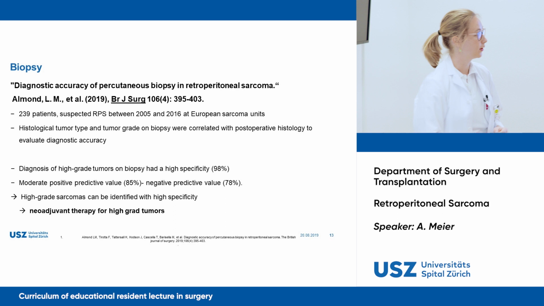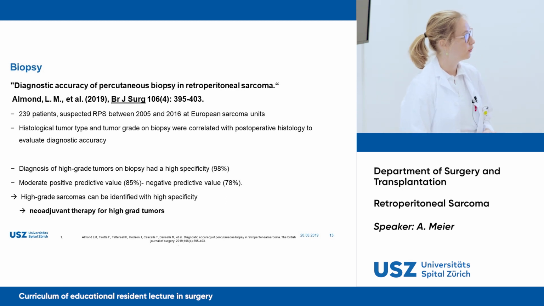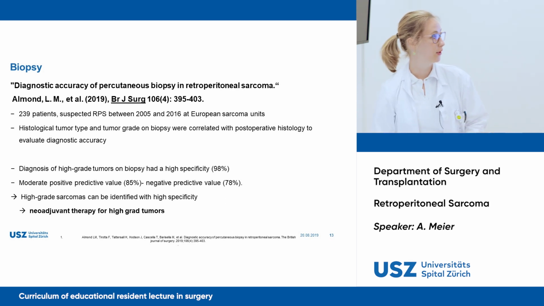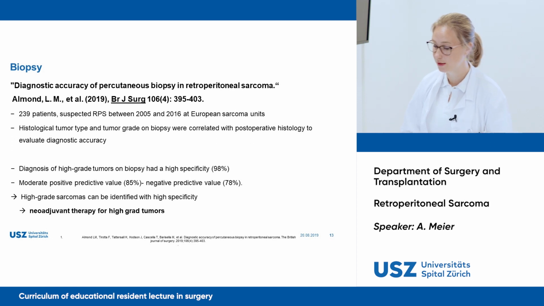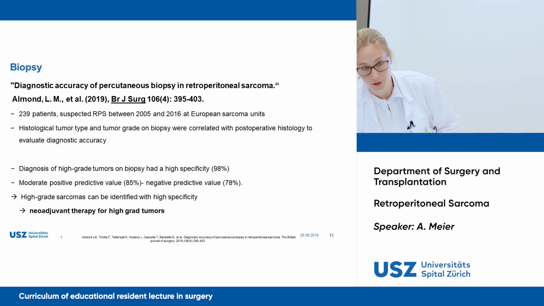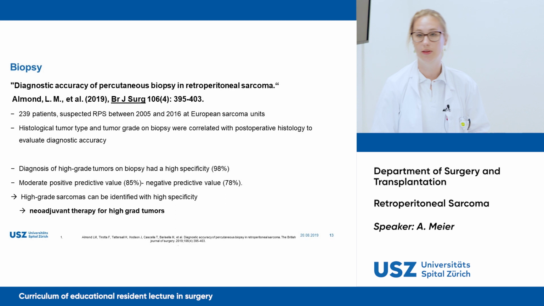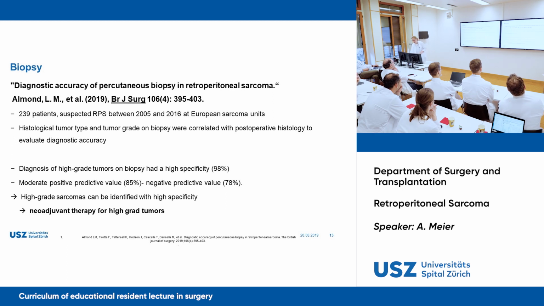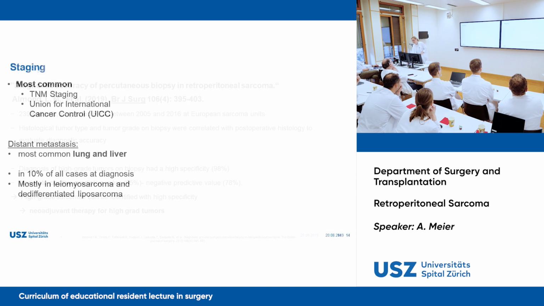And they showed that there is a high specificity for high-grade tumors, with a positive predictive value of 85% and a negative predictive value of 78%. So we can identify the high-grade sarcomas with this measurement, and this more or less leads to neoadjuvant therapy in high-grade tumors. This is under discussion and under research. So it's really important to get the biopsy first.